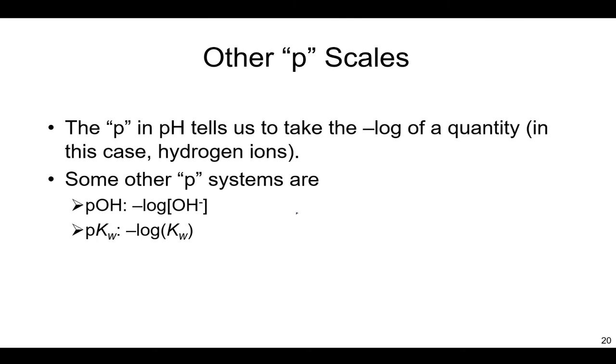Now, pH isn't the only negative log scale. It's certainly the most common, but that p in pH tells us to take the negative log of a quantity. We can also have pOH, exactly what it sounds like, the negative log of the OH concentration. We can have pKW, the negative log of KW. We can have pKa. We haven't discussed this yet, but you can have acid dissociation constants, and pKa would be the negative log of the Ka value. So all of these are other p systems that we'll come across in chemistry.